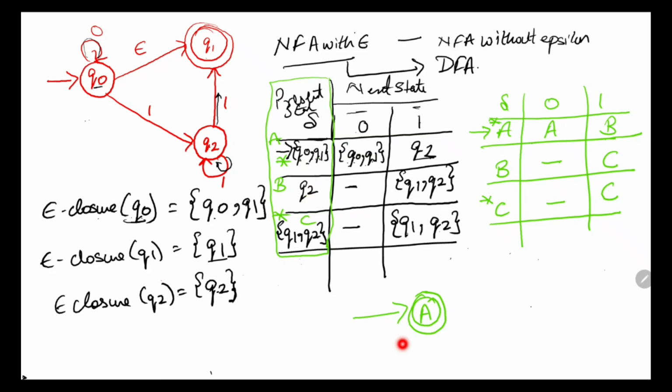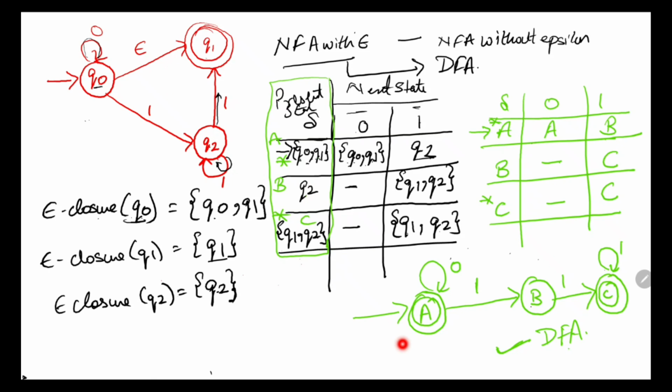Now to draw the transition diagram, we'll use the transitions with 0 and with 1. With 0, it is going to be B, right? With 1, it is going to be C and then 1. Fine. So this is the corresponding DFA for the given example.